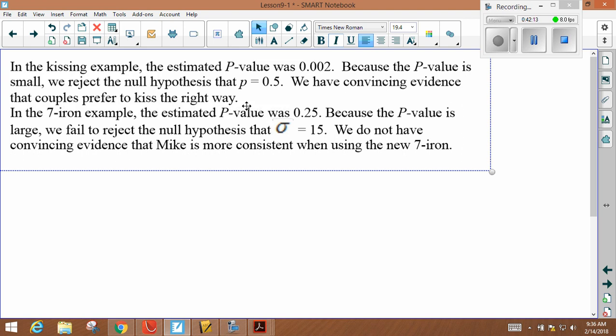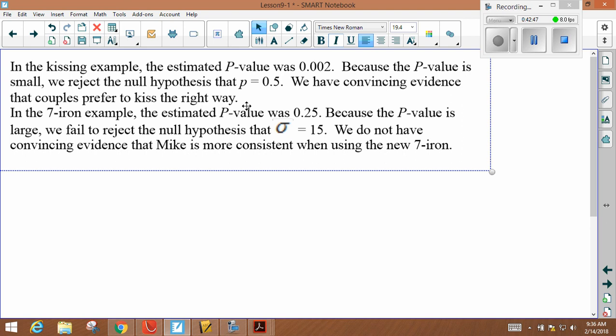All right, so we estimated a p-value based on a simulation. Because this p-value was small, we're going to reject the null hypothesis that p is 0.5, because we wound up with a p-value that was very small. So we're going to say we have convincing evidence that couples prefer to kiss the quote-unquote right way.